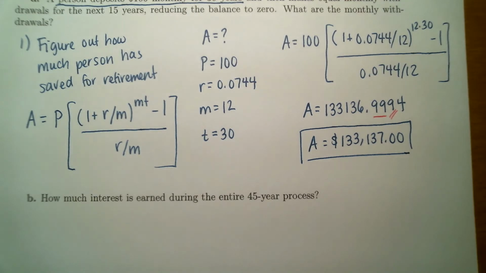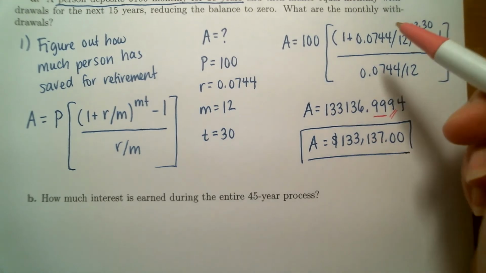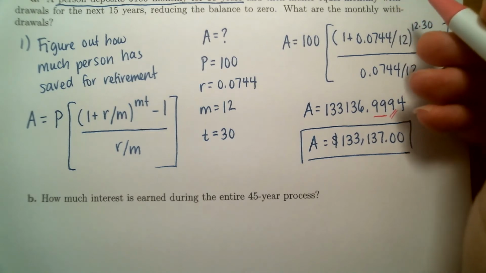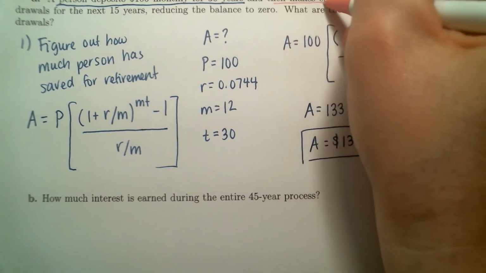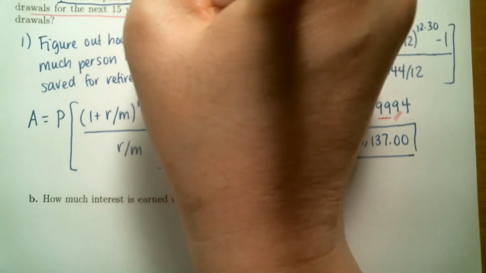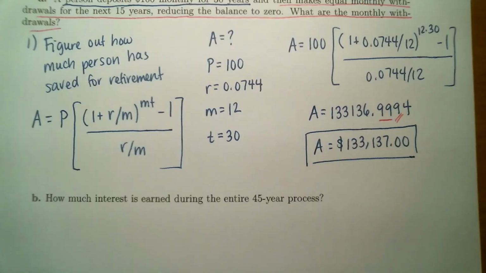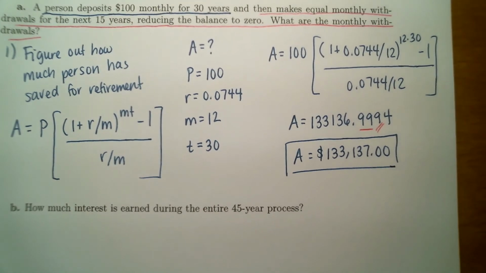Now look at the flip side of the question, which I'm going to highlight in pink. Now the person is going to start making equal monthly withdrawals for 15 years, reducing the balance to 0. So now we need to figure out what the monthly withdrawals are. Let's take a look at that aspect of the problem. I'm going to need some extra paper here. Let's think about what's going on here.